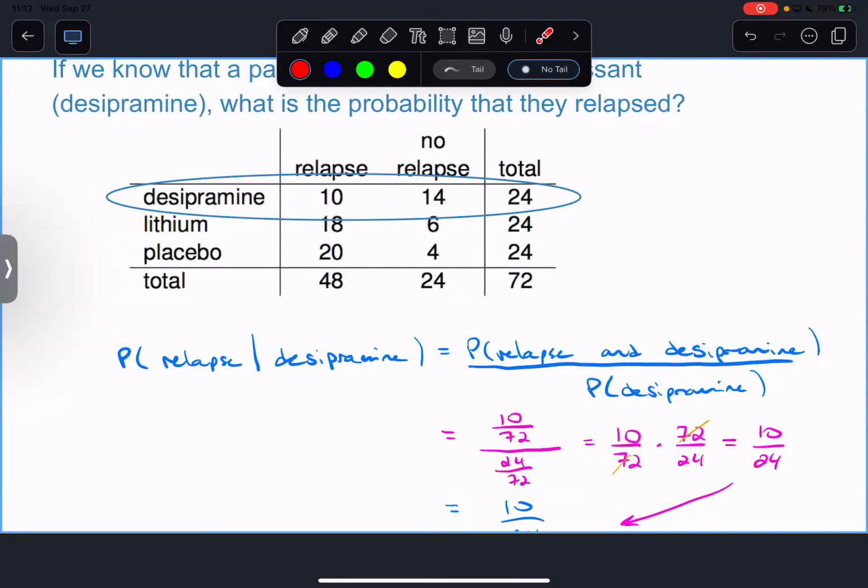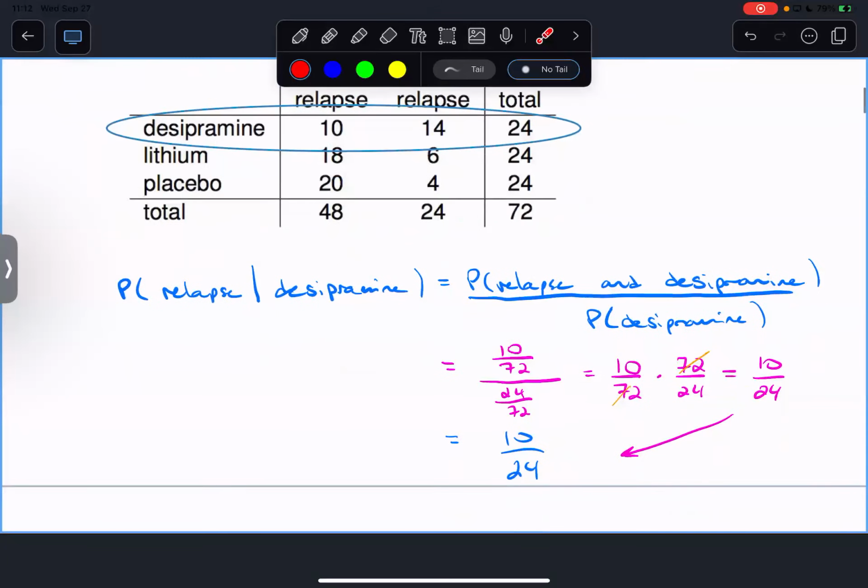Sometimes I do it this way. Sometimes I just look at it and it's whatever sparks joy, I guess. But you can do it either way and you'll get the same answer.